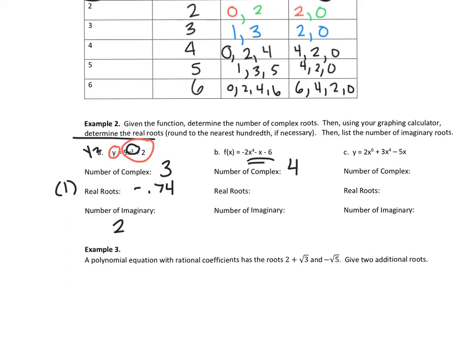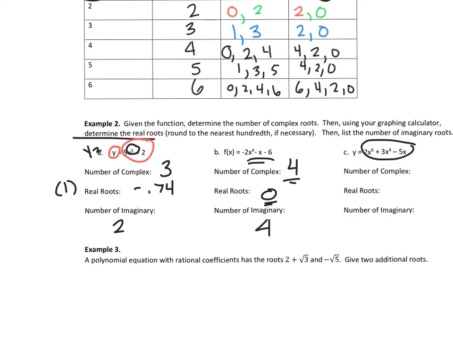I'm going to see where they intersect. So second trace, intersect, and I'm going to press enter 3 times. Looking at my calculator, they don't intersect. So there's 0 real roots. That would mean if there's 4 complex and 0 real, there has to be 4 imaginary, because the number of real plus the number of imaginary has to add up to the number of complex roots.